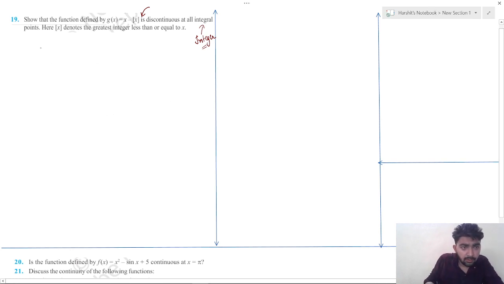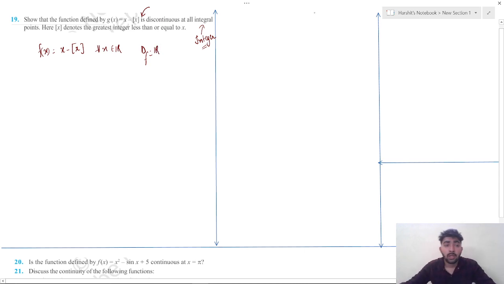Here the function is given as f of x equals x minus greatest integer of x, and the domain of this function is all x belonging to R. Why am I taking the complete R as the domain? Because if you put any x here, for any real value it will always provide an output. For every input we get an output, hence the domain is complete R, because it doesn't have any problem.